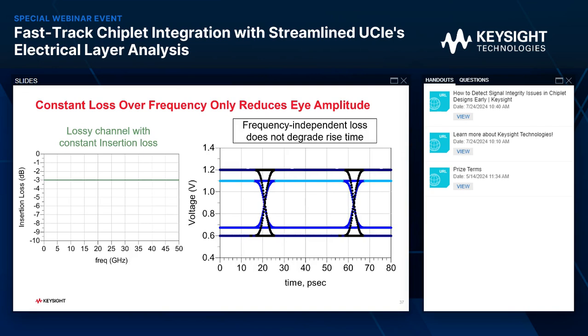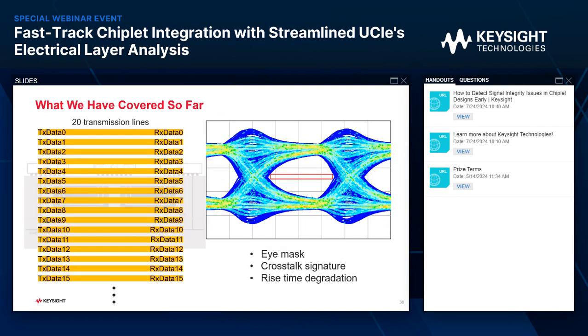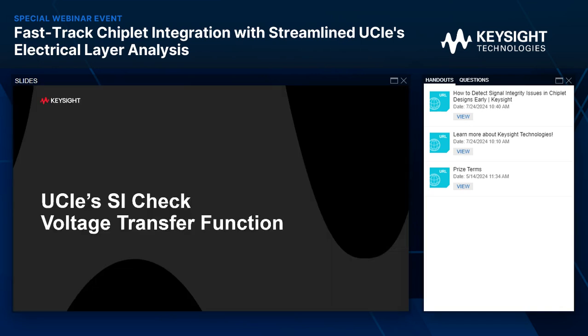All right, so far, we have talked about how we send the signal through the tuning transmission lines, and we observe the eye mask, crosstalk signature, and rise time degradation. All these interesting signatures we have learned to identify the SI problems when they arise. Now, believe it or not, the UCIe standard provides you with some SI checks as well.